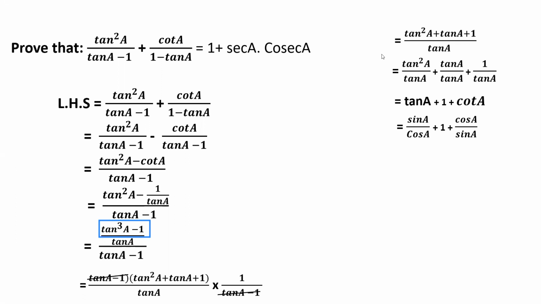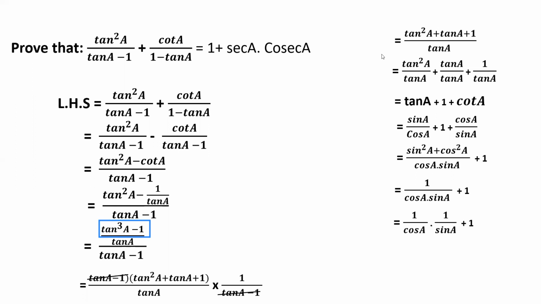Now we can take the LCM between sine A upon cos A and cos A upon sine A. Then we'll be getting like this: cos A times sine A, and here is sine square A plus cos square A, and plus 1, I separate it on the other side, right? Now, from here, we know sine square A plus cos square A is 1. So can I write like this? 1 upon cos A times sine A plus 1. Okay, now I can separate like this.